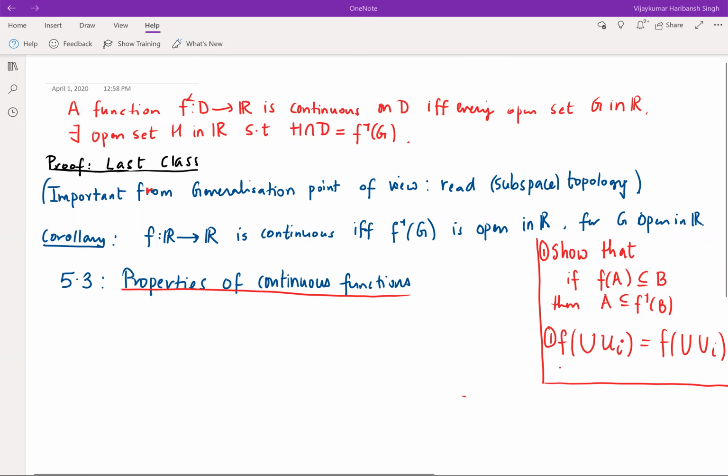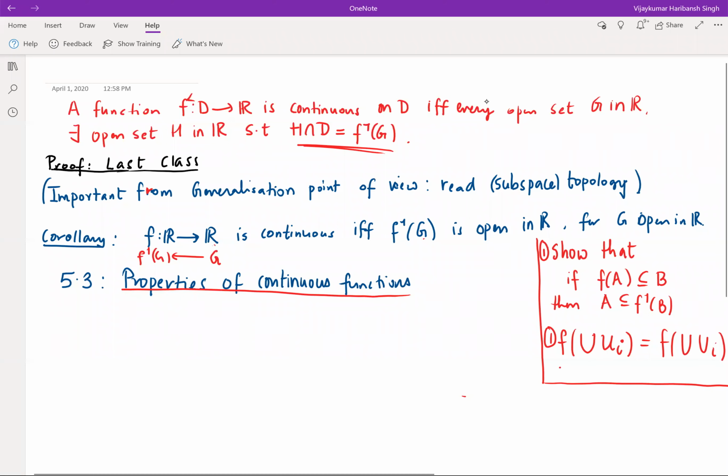Now, from the generalization point of view, this is a very interesting setup. The idea is, if you take a continuous function f from R to R, this function is continuous if and only if we take the inverse image of an open set from here. So if we take a G here, the inverse of that is also open. So this is a useful property.